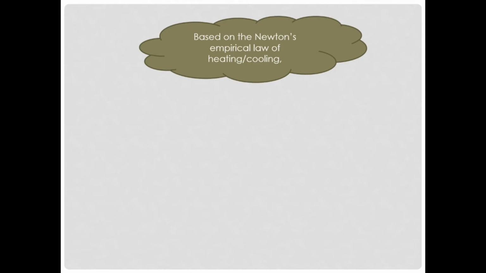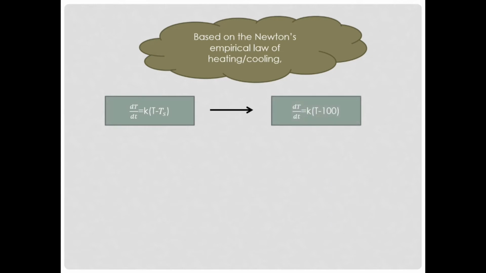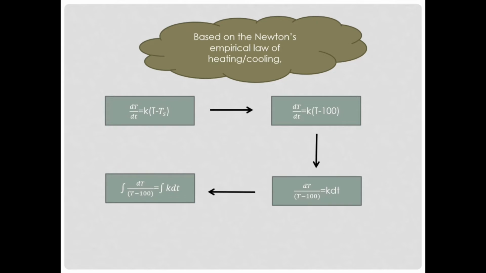Okay, based on Newton's empirical law of heating or cooling, dT over dt is k(T minus Ts). So we get dT over dt equals k(T minus 100), because Ts is the surrounding temperature. Okay, and we move T minus 100 to the left hand side and dt to the right hand side, and we want to integrate both sides.